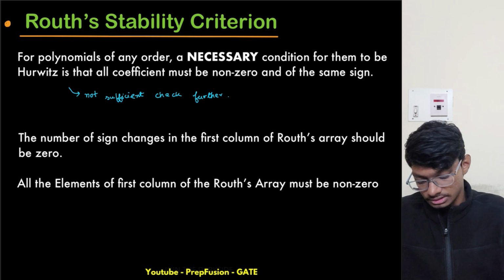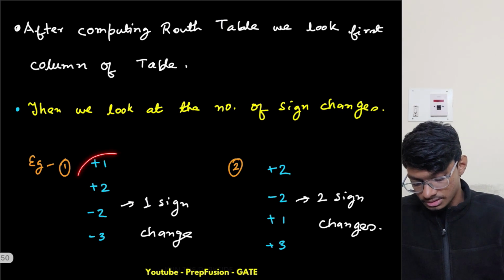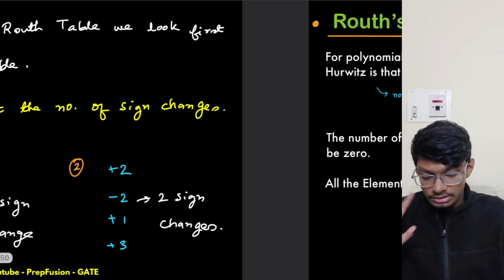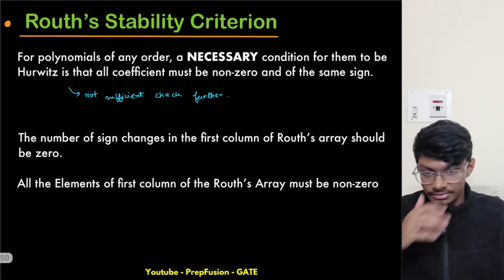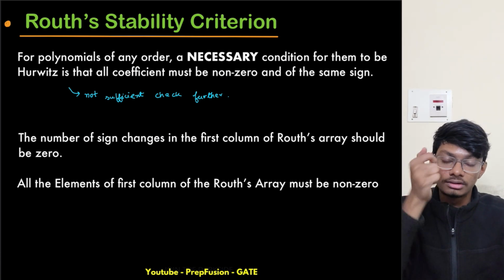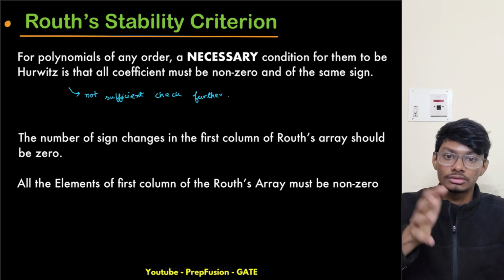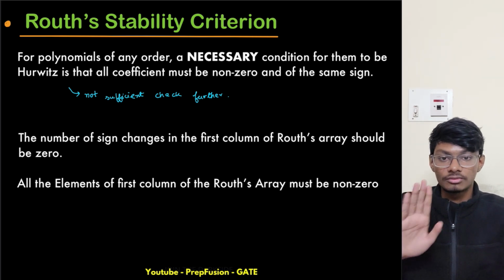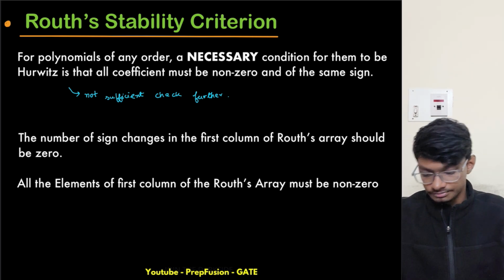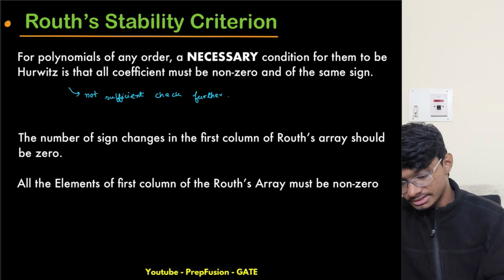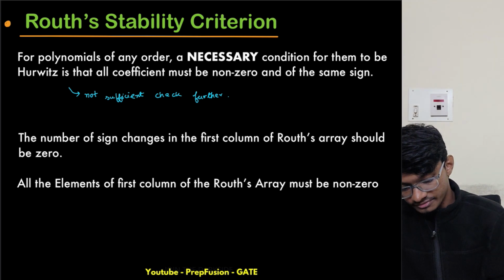Okay, that I just explained, that the number of sign changes should be 0. If they are 0, then my system will be stable. Basically the roots of the characteristic equation will lie on the left hand side of the S-plane. They will not lie on the right hand side of the S-plane. So what I can say is these two are sufficient conditions, right?